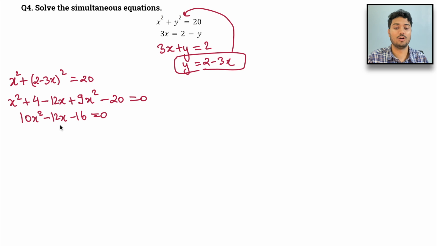Now again, in all the three terms we have even numbers, and 2 is a common factor. So we can write 5x square minus 6x minus 8 equals to 0. How are we getting this? We are dividing the entire equation in LHS and RHS by 2, and that's how we are getting this. 5x square minus 6x minus 8.